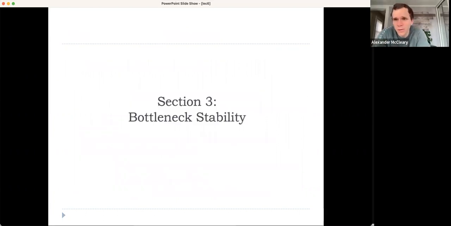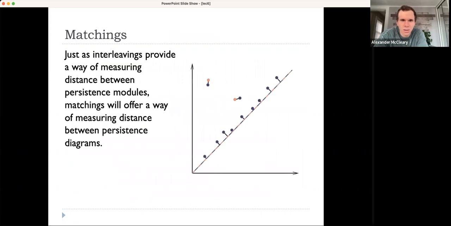Okay, so now we've gone through interleavings. Now let's look at the distance we're going to use for persistence diagrams. So we used interleavings to give us a distance between persistence modules, but we want a corresponding distance between persistence diagrams as well, so that we can figure out how far apart two persistence diagrams are. And this is going to be given by something called the bottleneck distance. And we're going to define this using matchings.